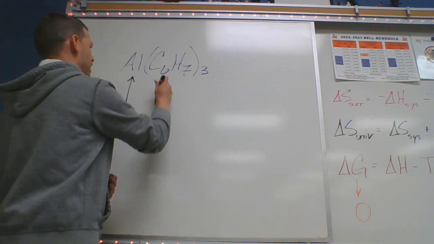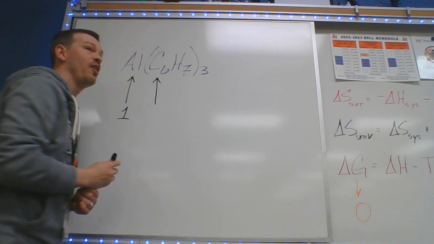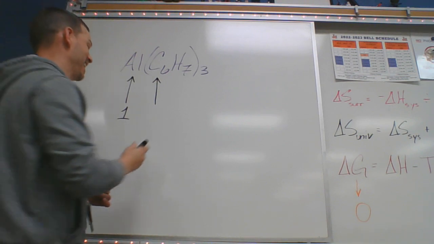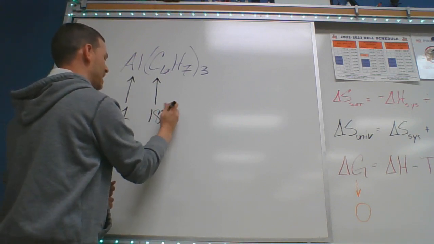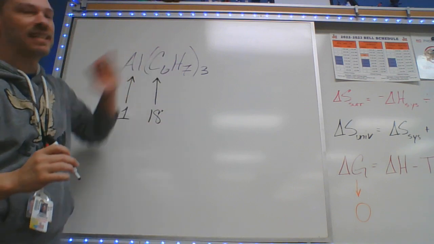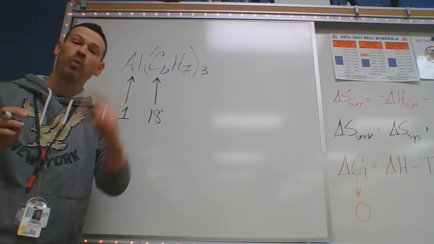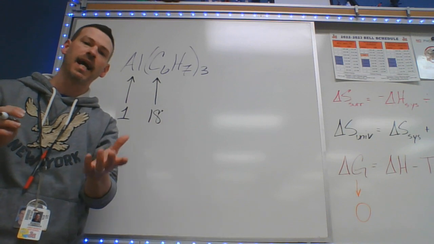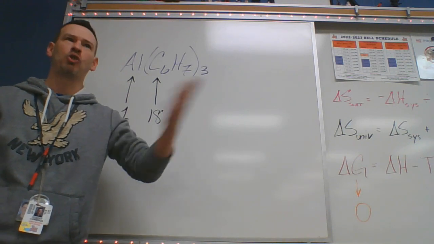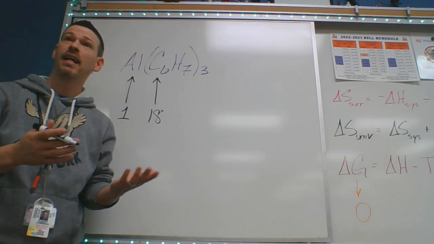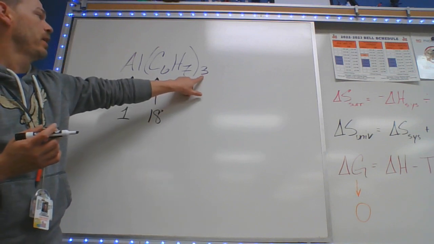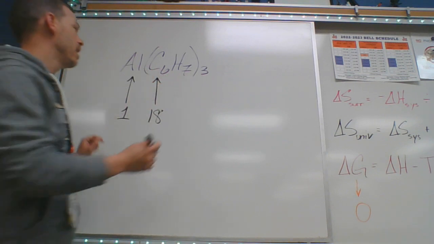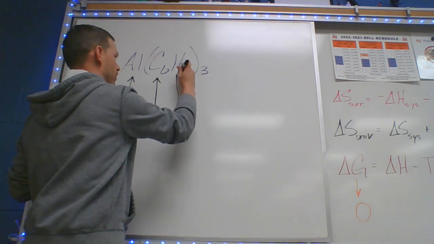How many carbons do y'all see? 18. All right? Because now we are inside the parentheses, and that's where my subscripts outside the parentheses are ultimately distributing, all right, times everything inside. So they'll be multiplying. So 3 times 6 is 18. Therefore, how many hydrogens are there? 21.